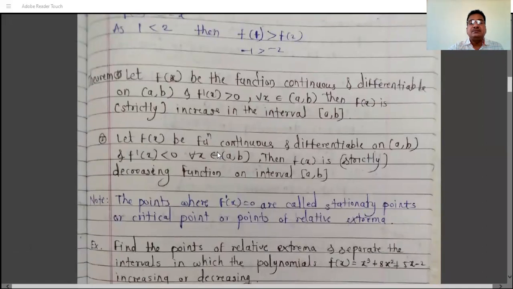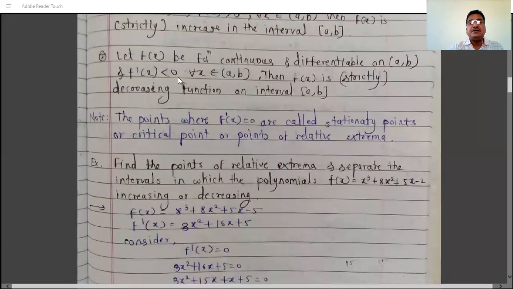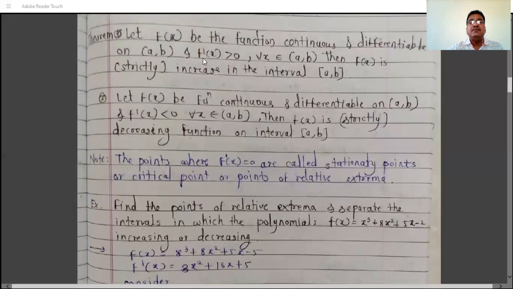And if the function f(x) is continuous and differentiable on the open interval (a,b), and if f dash x is less than 0 for all x belongs to the open interval (a,b), then f(x) is called strictly decreasing, or just say decreasing function on the closed interval [a,b]. So this is another format of the definition of the decreasing function, or another way to show the function is increasing and the function is decreasing. So we can show the function is increasing by finding its derivative and its value at the point. So f dash x is greater than 0, f dash x is less than 0.